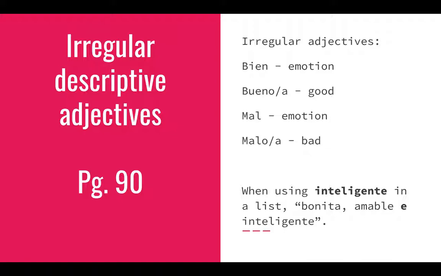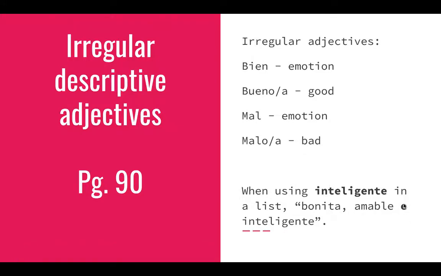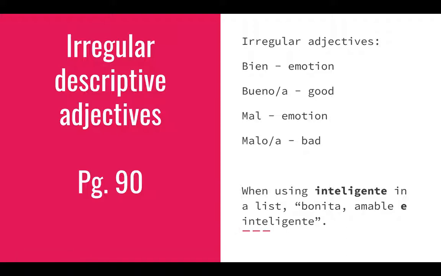Check out page 90. We've been using the adjective inteligente. When you're using it in a list, Spanish doesn't like the repetitive sounds in a list. So when you would say, oh, ella es bonita, amable y inteligente, notice the y inteligente. That's when you would choose to change the y, meaning and, to an e. To say, oh, ella es bonita, amable e inteligente. And we've gotten rid of the repetitive sound of the letter E, or I in English, in that statement. So this is a spelling change. Keep an eye on those.